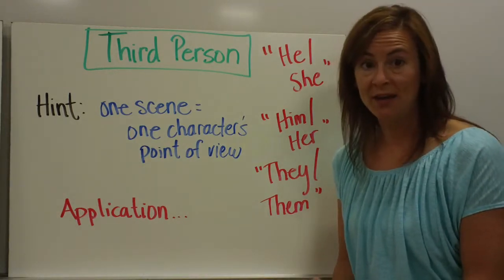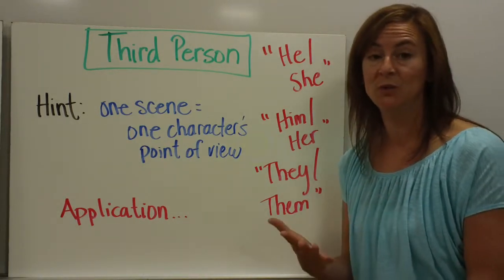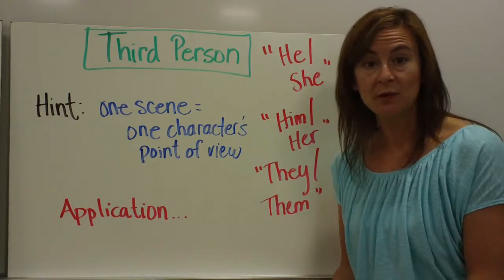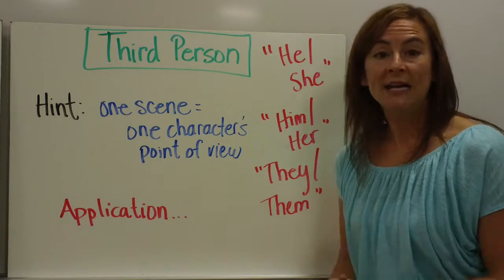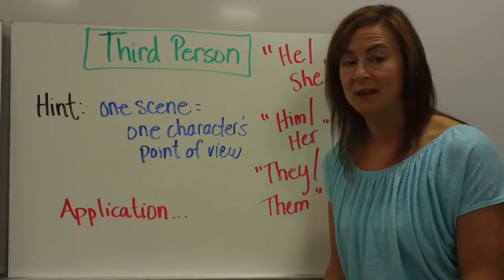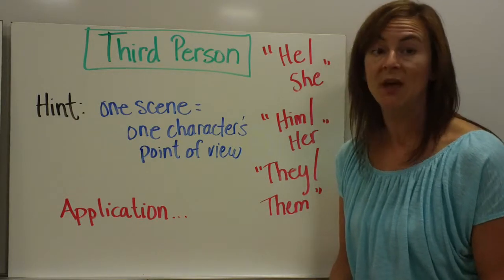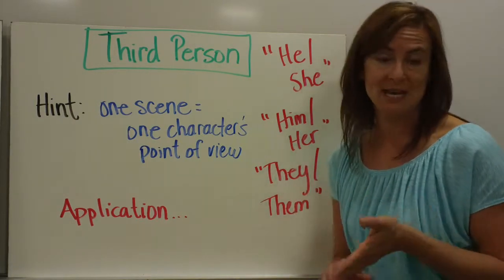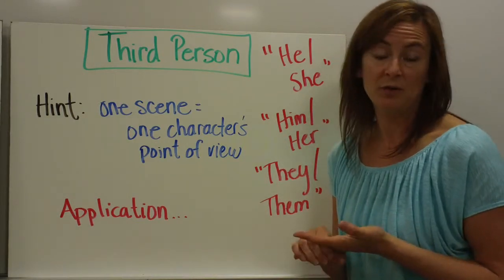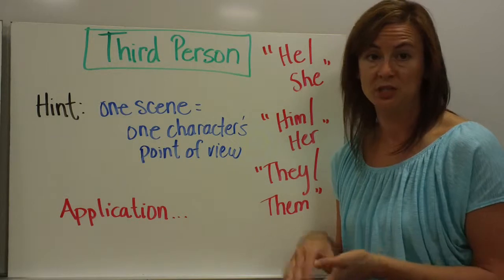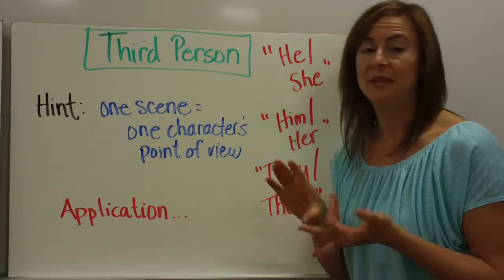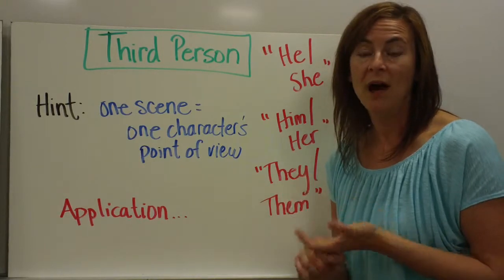What we're going to do now is we are going to be moving into application. And in your groups, you are going to be exploring a variety of short pieces. And you're going to read through those and make a determination if you are dealing with first person point of view, second person point of view, or third person point of view. And with third person, remember, there are three options. You could have objective, limited, or omniscient.